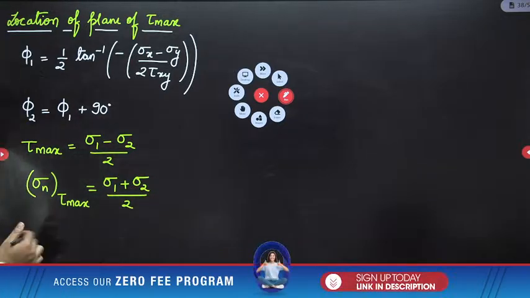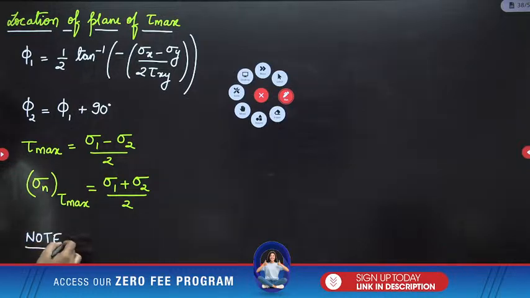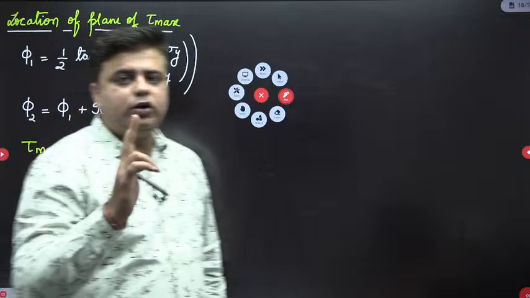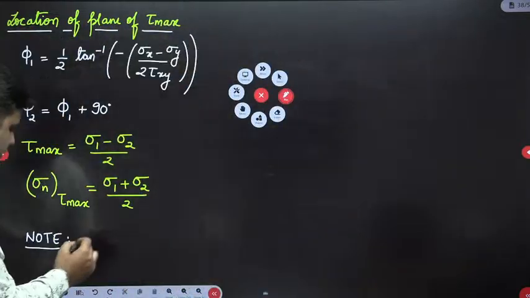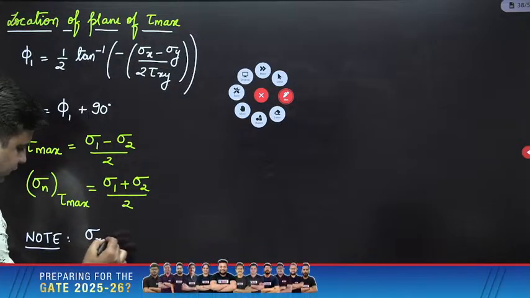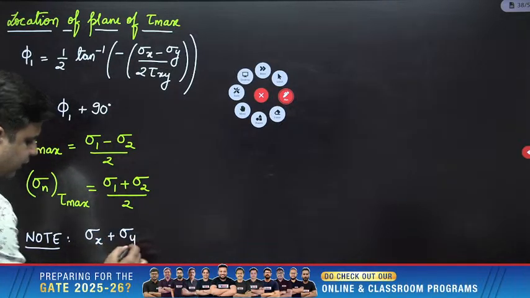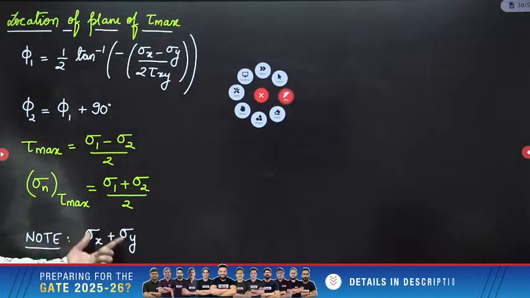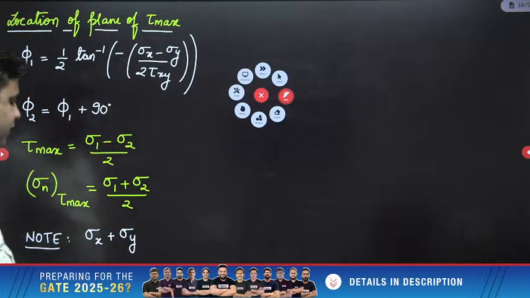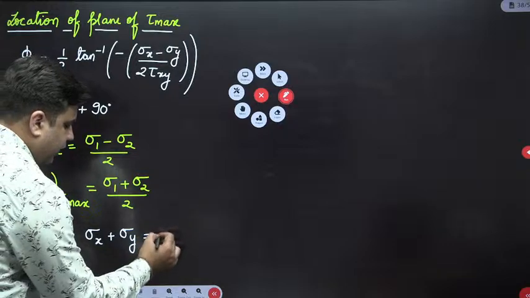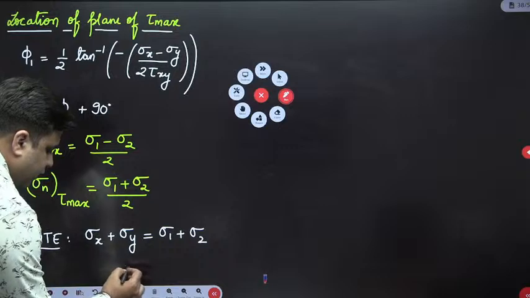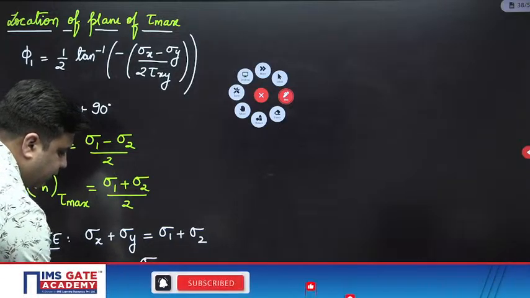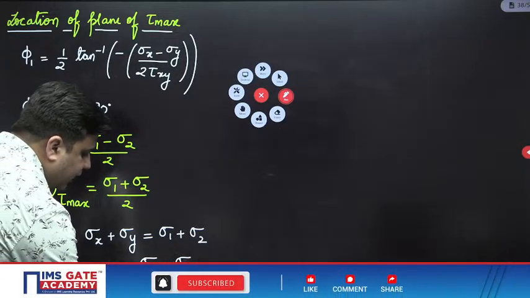A very good note point here is that the sum of normal stresses on two mutually perpendicular planes is a constant. Means you can write sigma x plus sigma y, the sum of normal stresses on two mutually perpendicular planes, sigma x and sigma y being mutually perpendicular planes. This will be equal to sigma 1 plus sigma 2, and this will be equal to sigma theta on the oblique plane inclined at theta plus sigma at 90 plus theta.